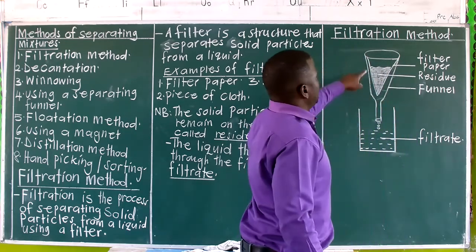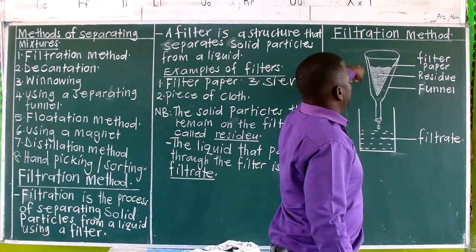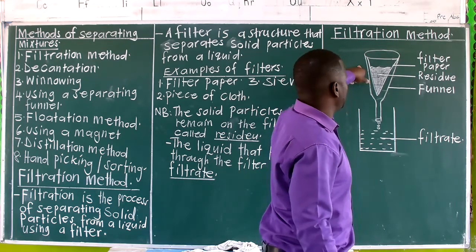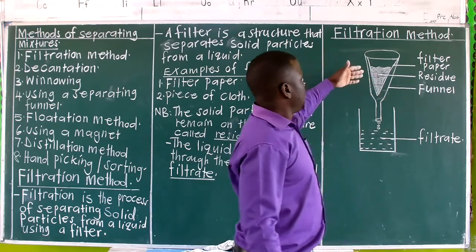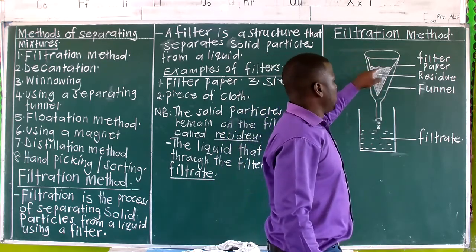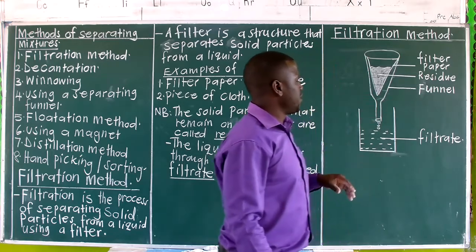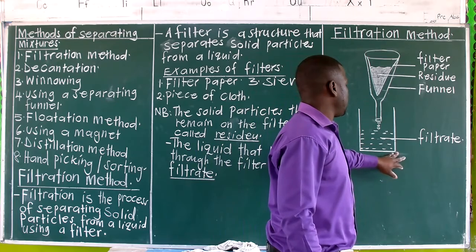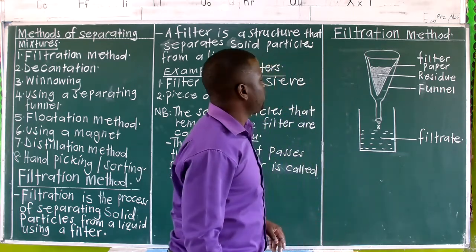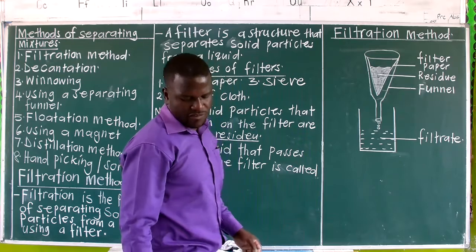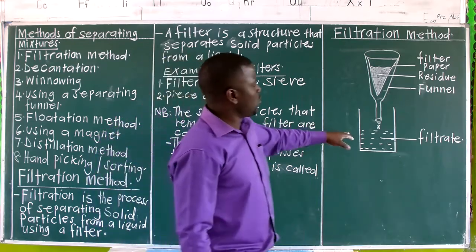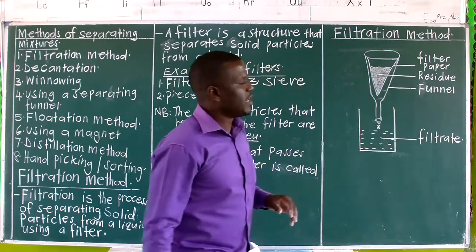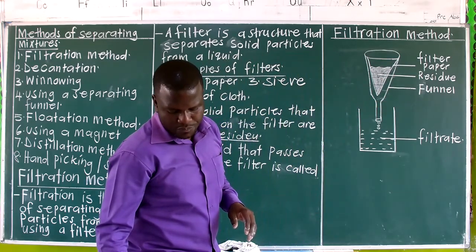So we said a filter separates solid particles from liquid. Then the residue are the solid particles that remain on the filter paper. Then the filtrate is a liquid that passes through the filter paper or the filter. So this liquid is called filtrate. This is the funnel. The solid particles which remain there are called residue.